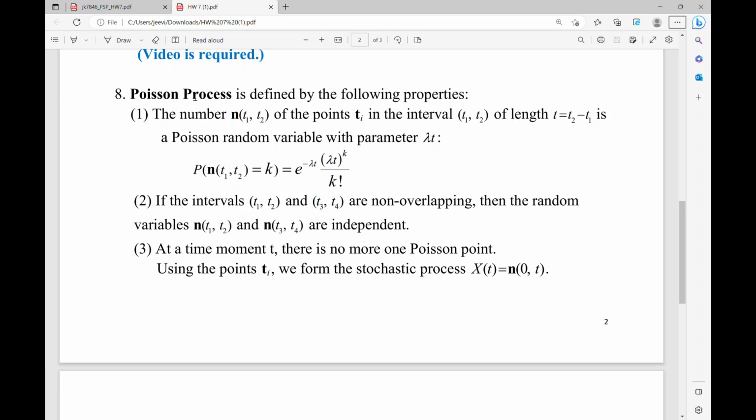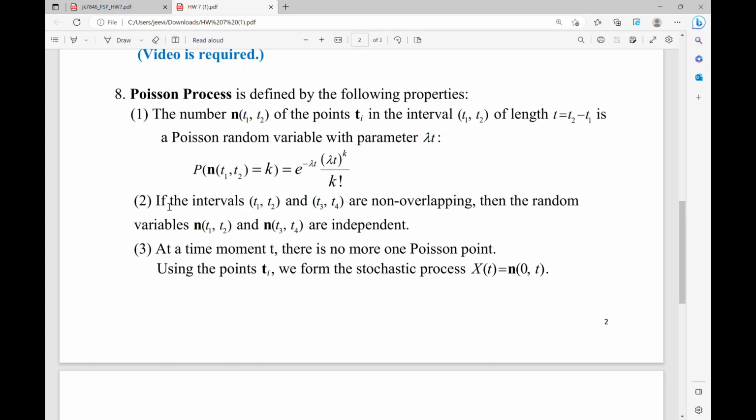A Poisson process is defined by the following properties. That is, the number n(t1, t2) of points ti in the interval (t1, t2) of length t equal to t2 minus t1 is a Poisson random variable with parameter lambda t. That is, the probability that n(t1, t2) equals k is e to the power minus lambda t into (lambda t) to the power k by k factorial.